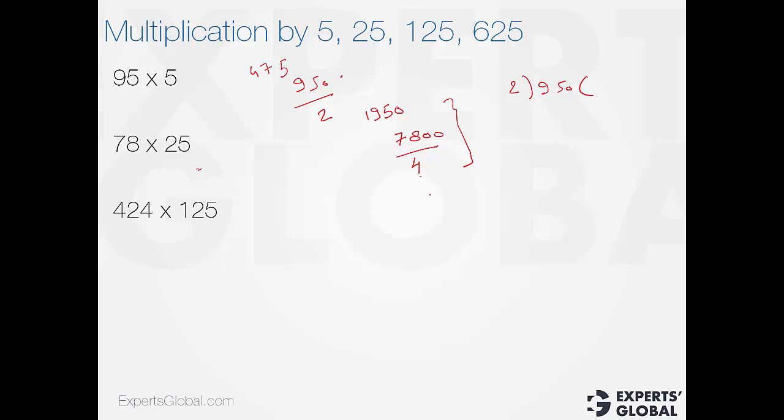424 into 125. So 125 means add 3 zeros and then divide by 8. Once again, don't worry about drawing it. 42 means 5 comes here, 2 carry. 24 means 3 comes here, and then you have 3 zeros following it. So short and easy, it's 53,000.